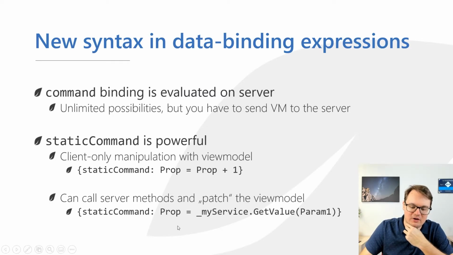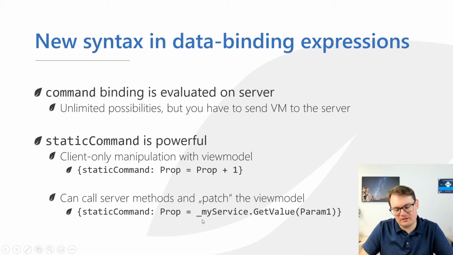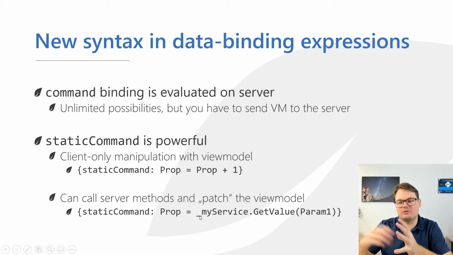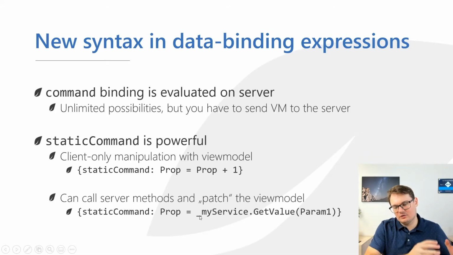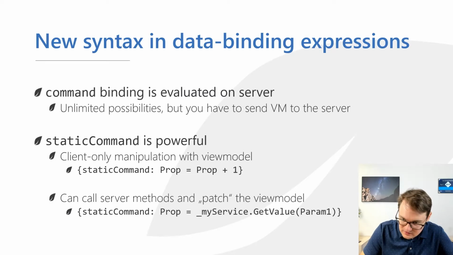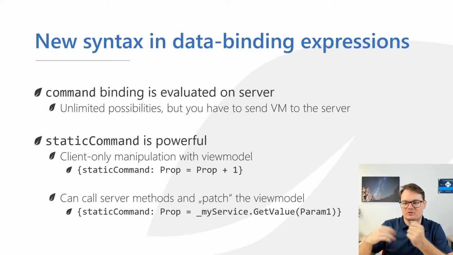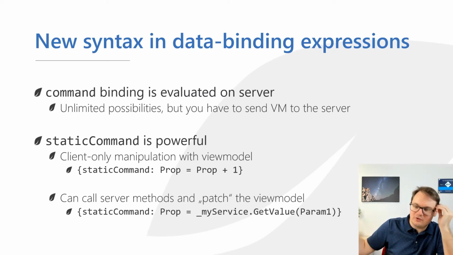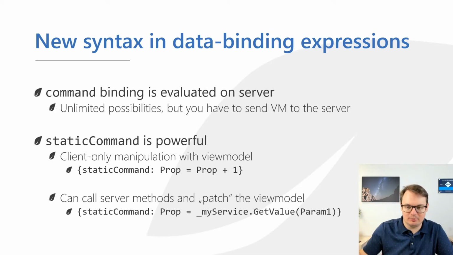So you can call a function in your static command service, pass parameters and then interact with the result, so assign the result to some property. But this is not sending the entire view model. This is just sending the parameters of the function to the server and obtaining only the result, not the entire view model. So this is much more efficient.